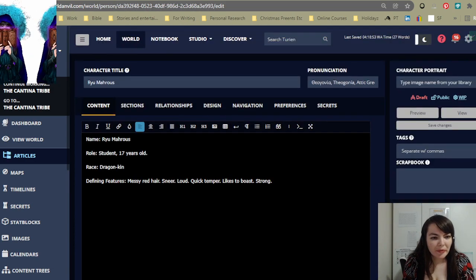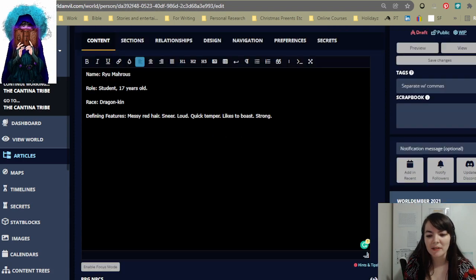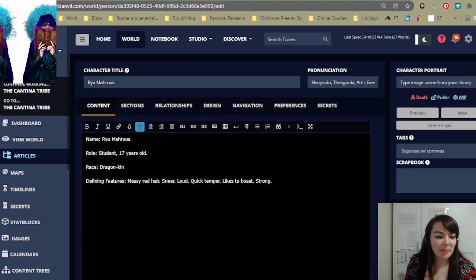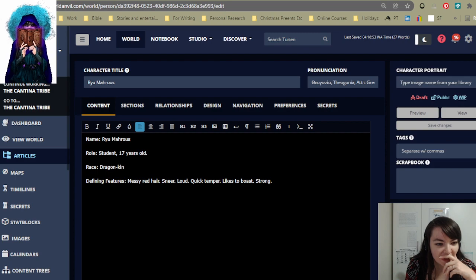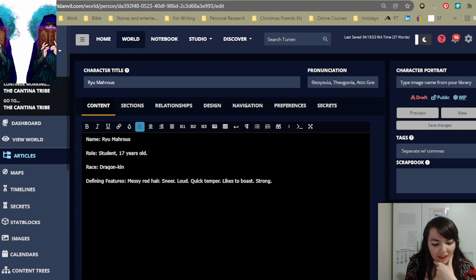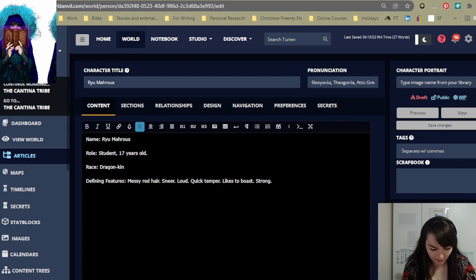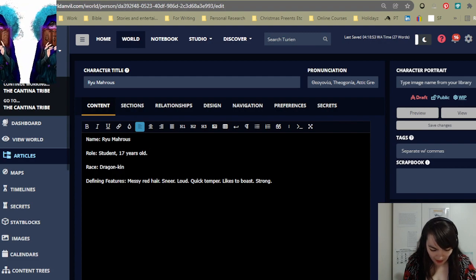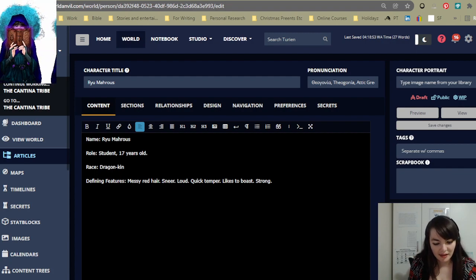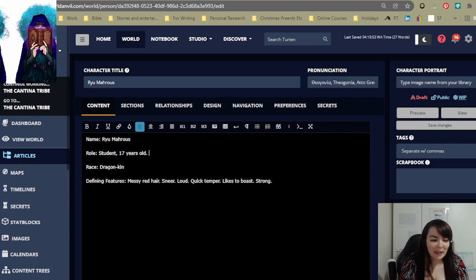So I am writing this up on World Anvil as part of one of my World Ember articles, which I am also participating in for the first time this year, so that's fun. And I am also looking at the color red, because why not?